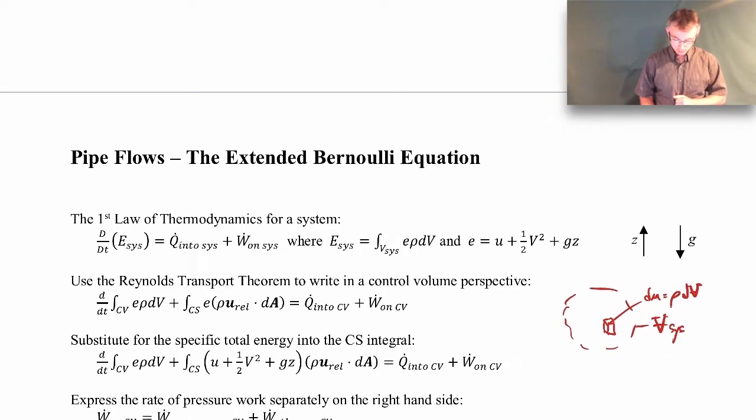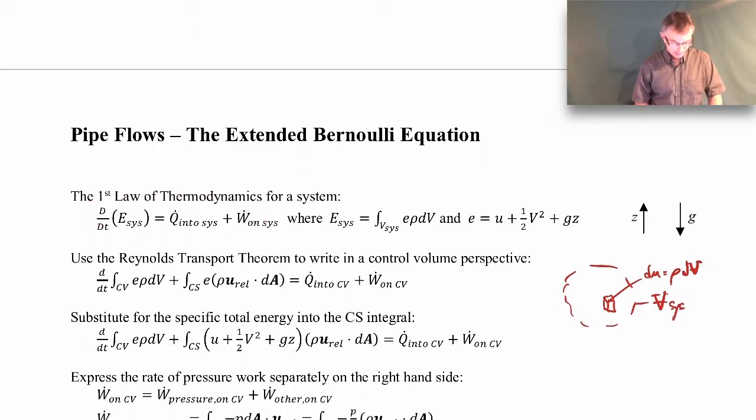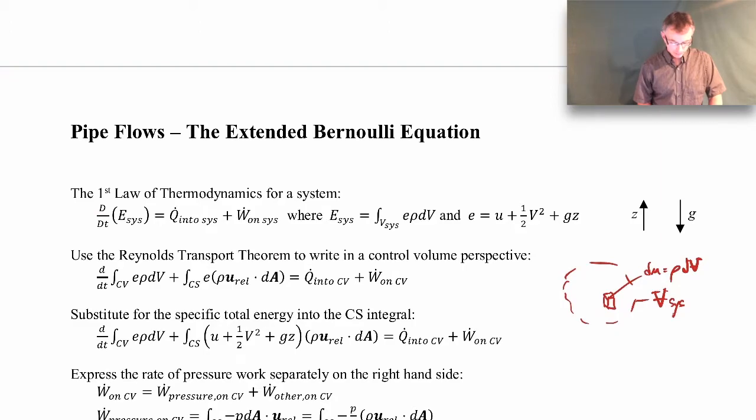The specific total energy is comprised of specific internal energy, plus specific kinetic energy, and specific potential energy. So the z and g are in opposite directions, so if you increase z, you increase your potential energy. We have internal energy that's related to the thermal characteristics of the material, like the temperature, macroscopic kinetic energy, and potential energy. So we start with the first law for a system. I'm going to substitute in for my total energy in terms of the integral, and then I'll use the Reynolds transport theorem, which you have to remember from earlier in the course, to convert this into a control volume perspective.